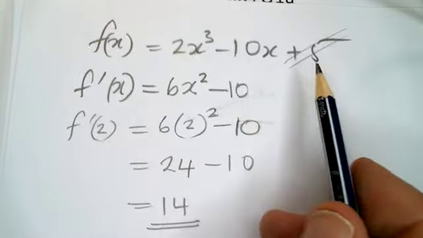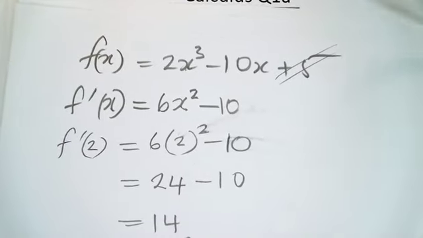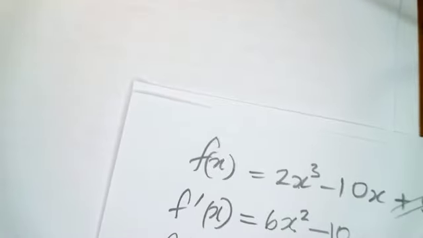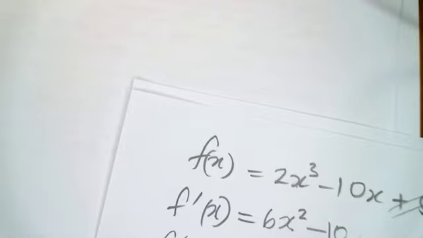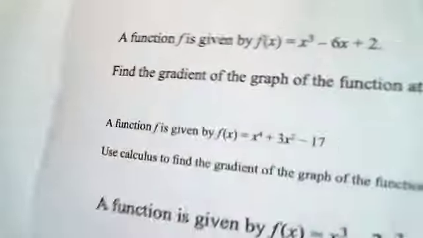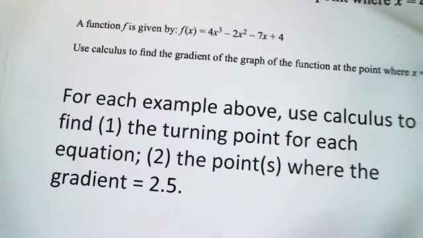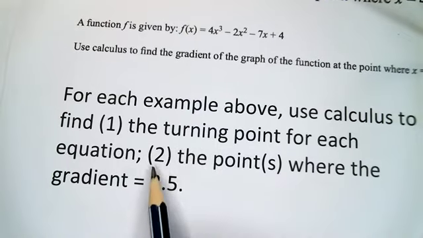Now, I'm not going to try and draw this, but that's ultimately what we've just found. All right. At the end of this, I get you to do a few other things as well. Where's the rest of it? I seem to have lost what I'm looking for. Oh no, here it is. At the very end, I say, in each example above, use calculus to find 1, the turning point for each equation.